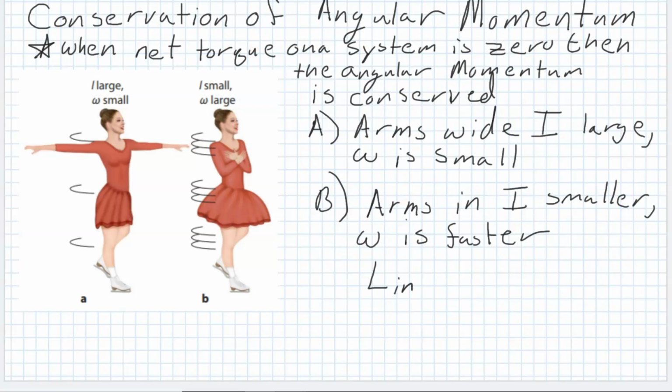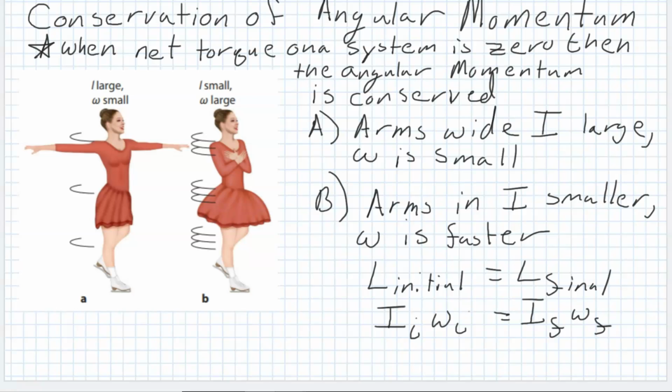It becomes faster. If we were to write this as an equation, because there's no external torque acting on the skater, we know that her initial angular momentum, when her arms are wide, has to equal her angular momentum when her arms are brought in. So the angular momentum is equal to the moment of inertia times the angular velocity. So the initial moment of inertia times the initial angular velocity equals the final moment of inertia times the final angular velocity.